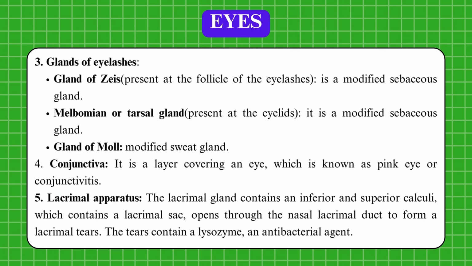Glands of eyelashes. Gland of Zeis, present at the follicle of the eyelashes, is a modified sebaceous gland. Meibomian or tarsal gland, present at the eyelids, is a modified sebaceous gland. Gland of Moll, modified sweat gland. Conjunctiva. It is a layer covering the eye, and its inflammation is known as pink eye or conjunctivitis. Lacrimal apparatus. The lacrimal gland contains inferior and superior canaliculi, which lead to the lacrimal sac, which opens through the nasolacrimal duct to form lacrimal tears. The tears contain lysozyme, an antibacterial agent.